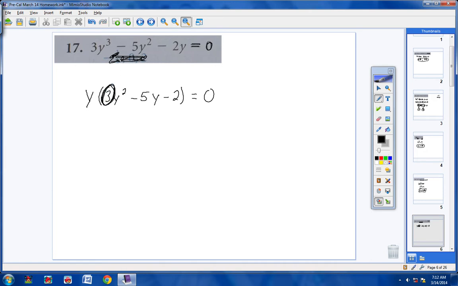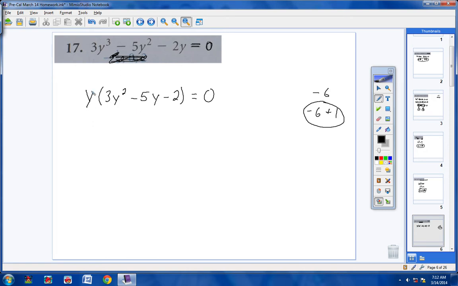I have a lead coefficient of 3. So I multiply 3 times this number, and I put it over here. 3 times negative 2 would be negative 6. And now look, if I multiply negative 6 and positive 1, I get a negative 6. And if I add those two together, I get a negative 5. So these are my two numbers that I want to use for my two middle terms.